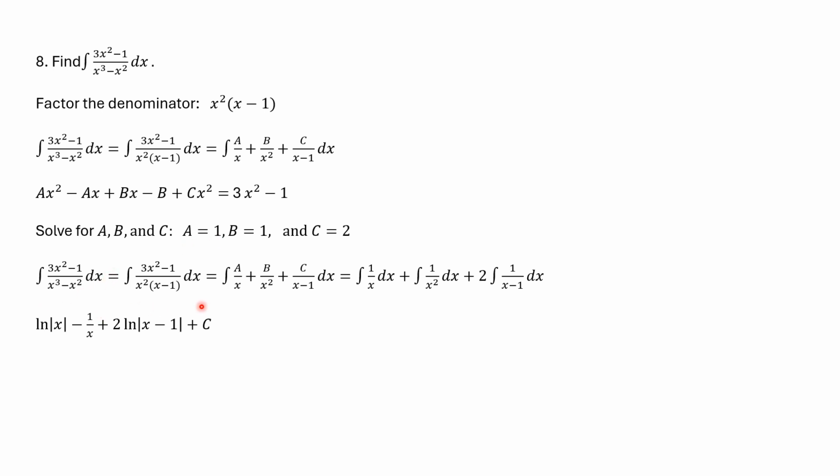And so we're going to end up with the integral of 1 over x, which is the natural log of the absolute value of x. The integral of 1 over x squared, which is the integral of x to the negative second, becomes negative x to the negative first, or minus 1 over x. And 2 times the integral of 1 over (x minus 1) becomes 2 times the natural log of the absolute value of x minus 1 plus c.